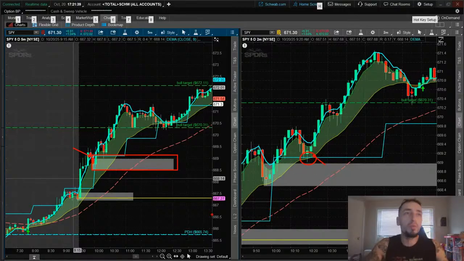What also really helped me today, and all my HPT members know what I'm about to say, was the 1 hour 9 double exponential moving average. You guys see this red line that I'm drawing? This is what we call the 1 hour trend.